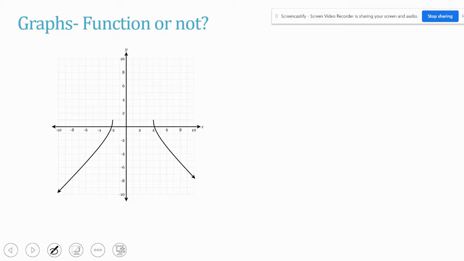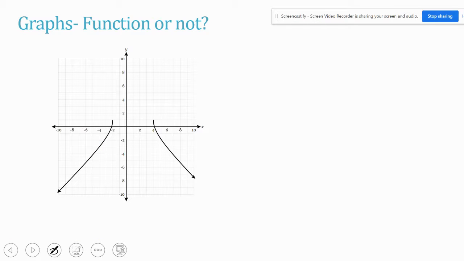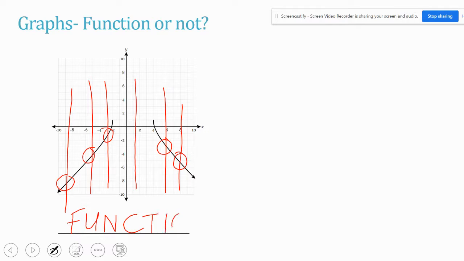Okay, let's look at this example. So same thing, if it's asking me if it's a function, I'm going to go ahead and draw my vertical line. Hits once. It's once. Here it's not even hitting anything. It's once. So this is a function. It's only hitting one time throughout this whole graph. So it is a function.